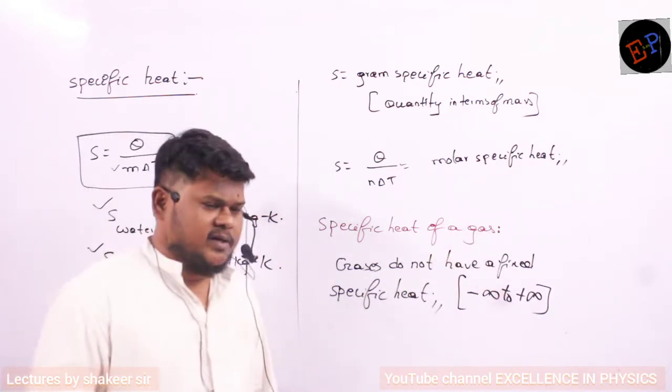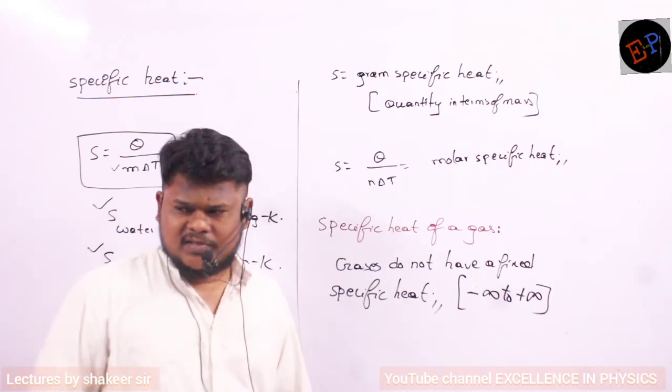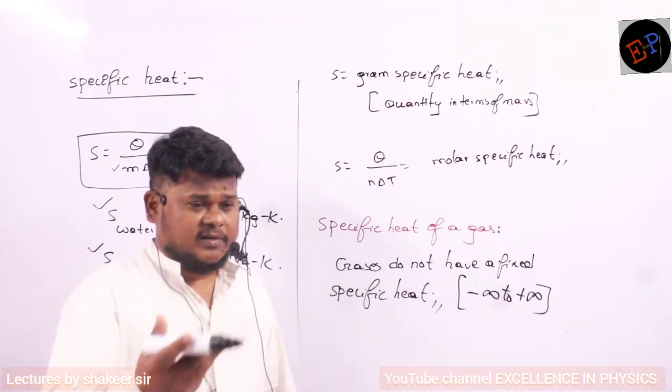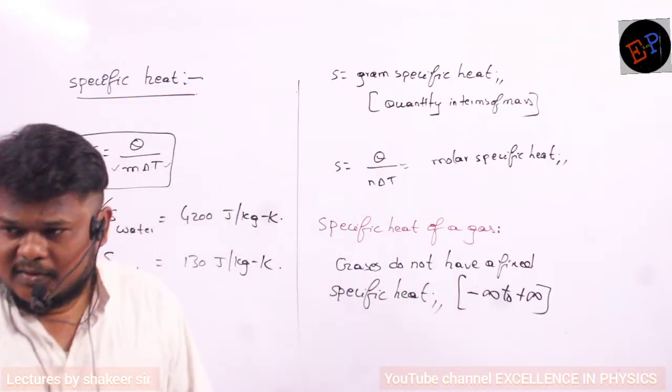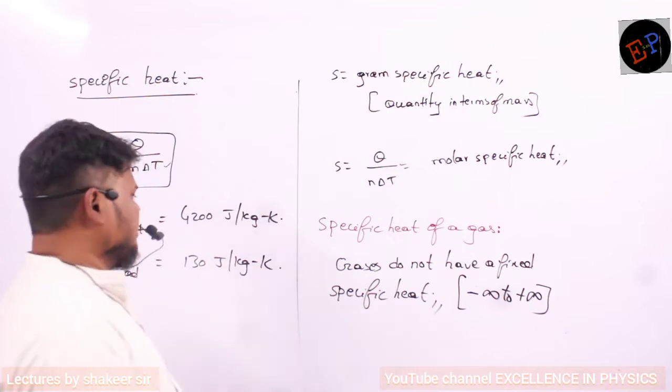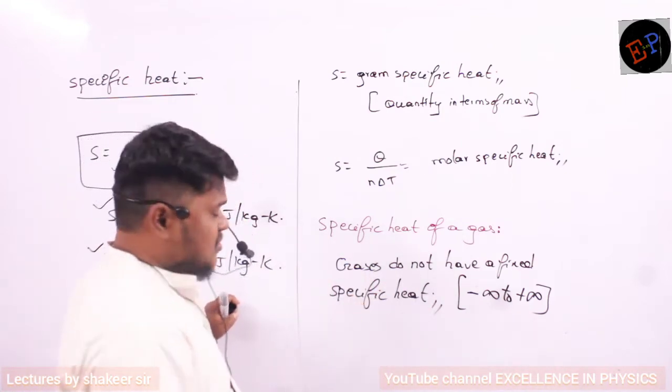It means specific heat can be 0 also, specific heat can be very large also, specific heat can be very less also, depending on how you are heating the gas. Are you able to understand? Specific heat varies from minus infinity to plus infinity. Let us take some examples now so that you can understand how gases can have these many ranges of specific heats.